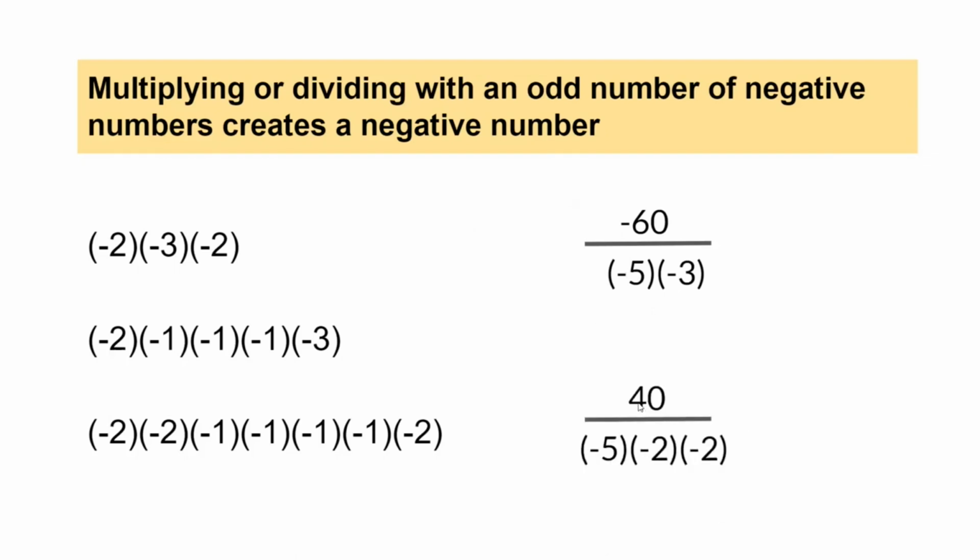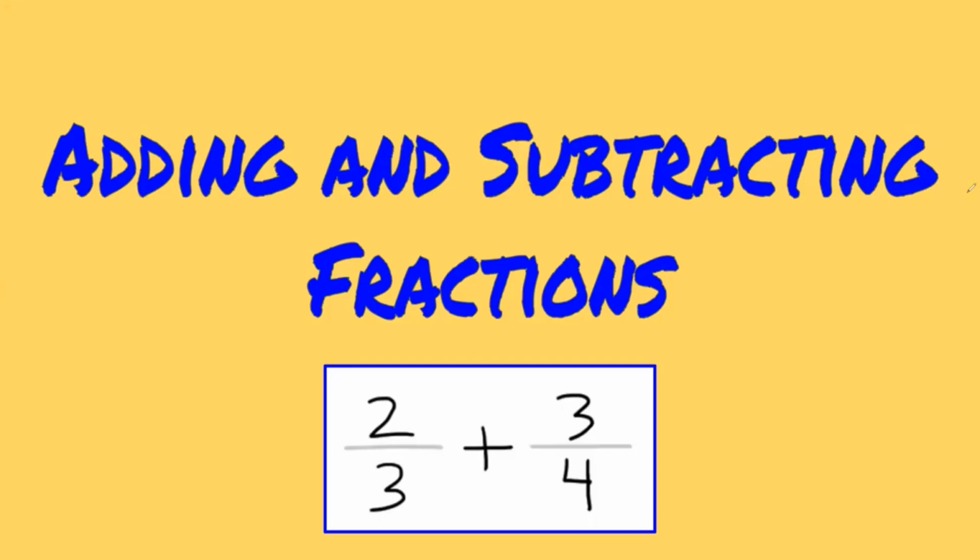Look at this example. We have a positive number on top. We have 3 negative numbers being multiplied together on the bottom. That will result in an overall negative answer.